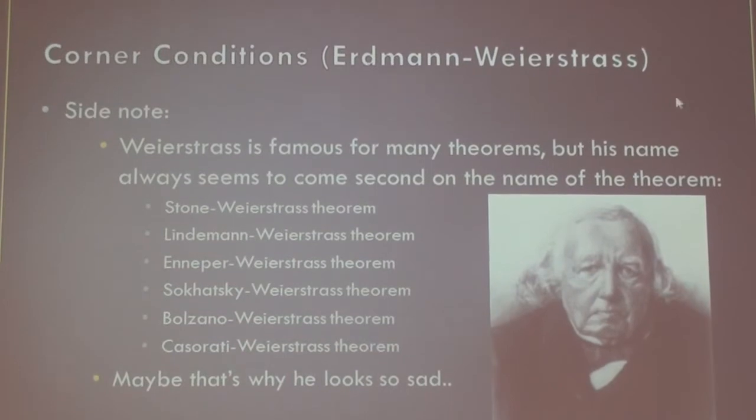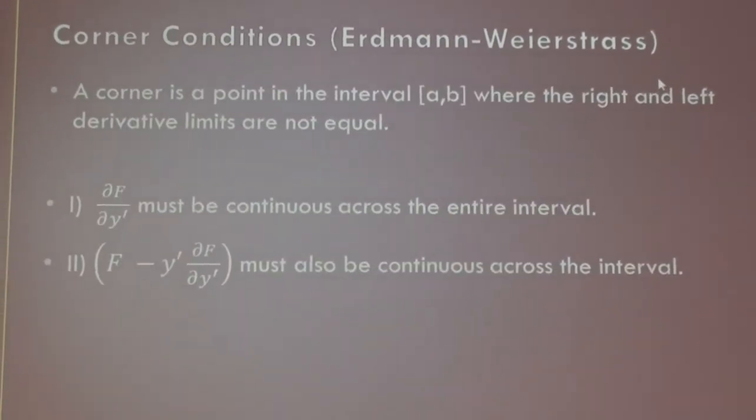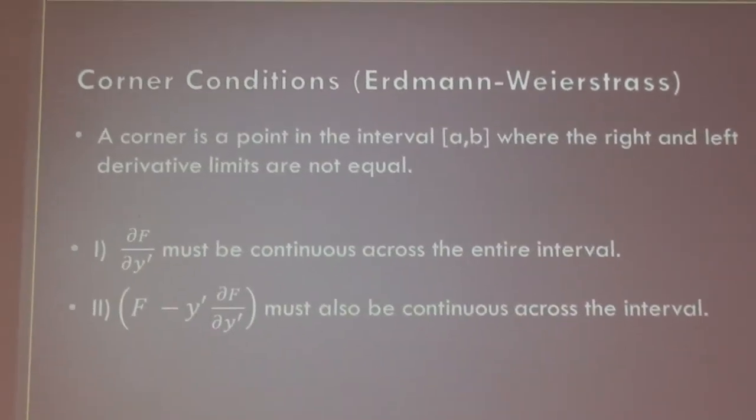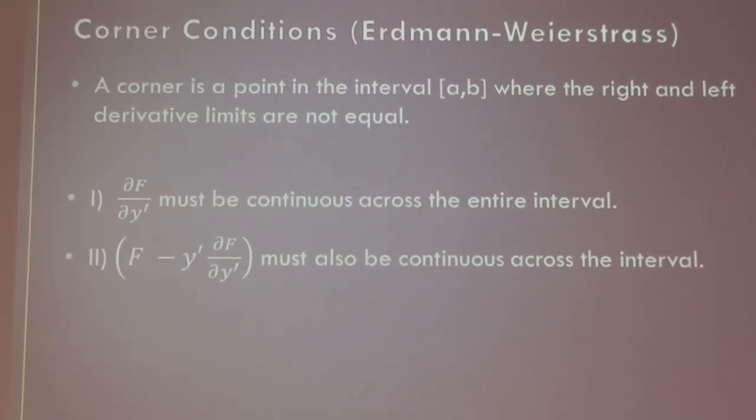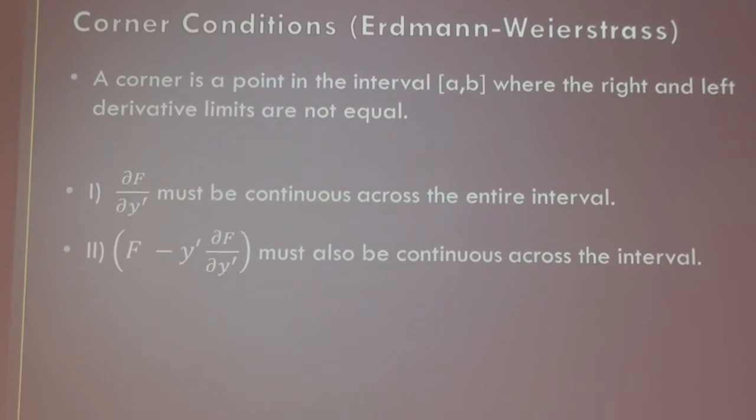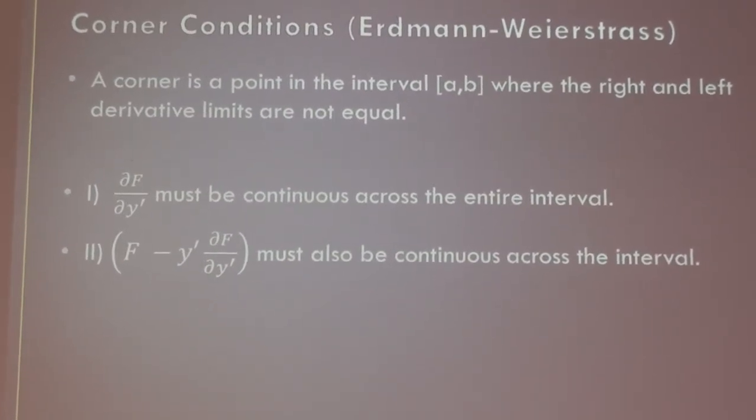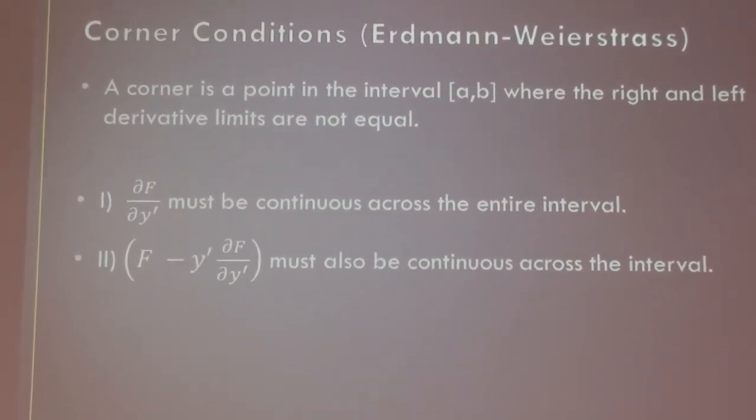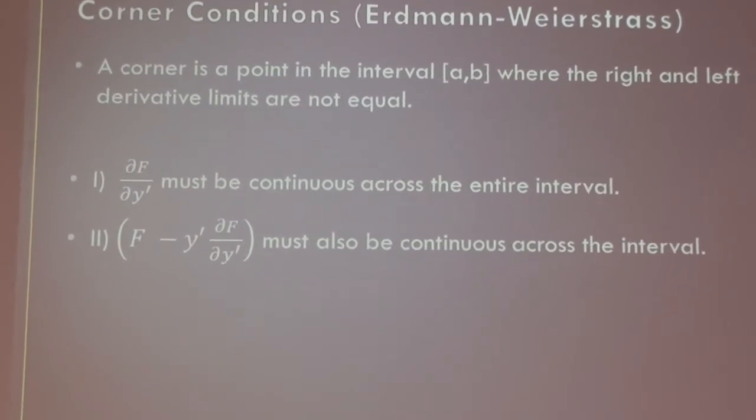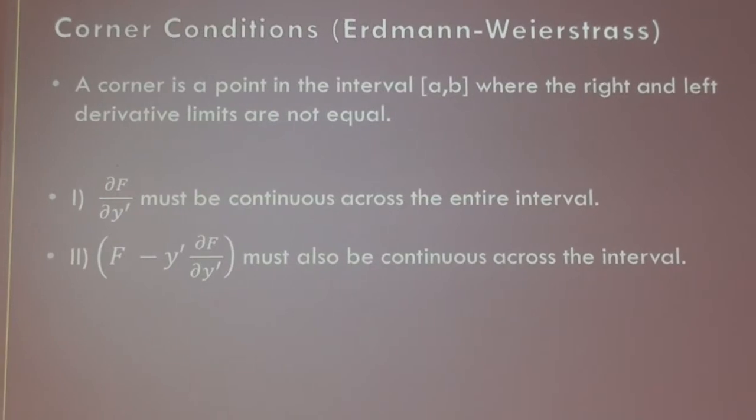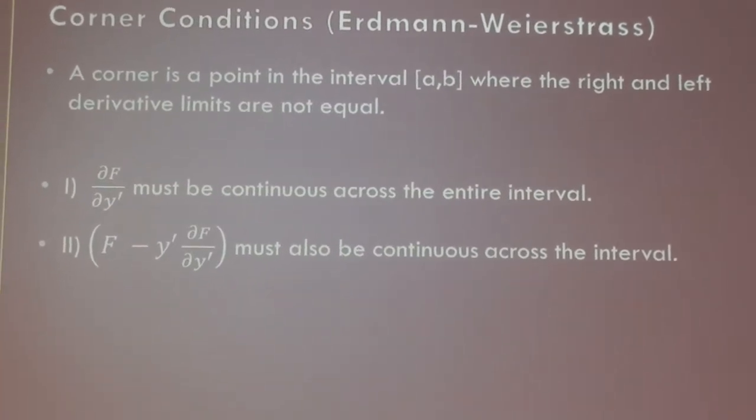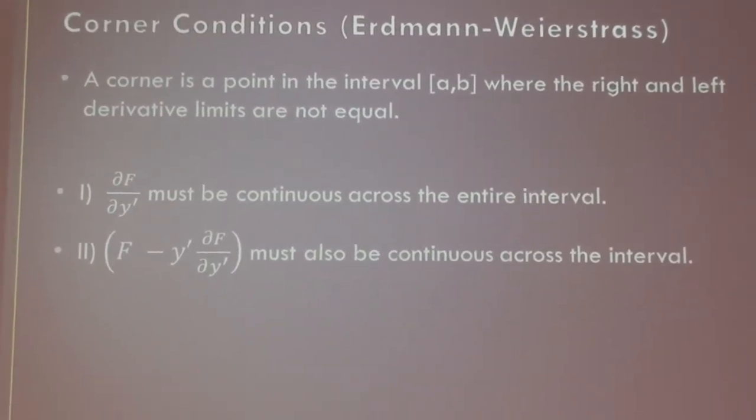Anyway, moving on. So these corner conditions that we use to define what problems we can find are that the partial derivative with respect to y dash must be continuous, and so must this quantity, which is convenient because we have a statement of the Euler-Lagrange equation which we found before, which must also be constant across this interval.